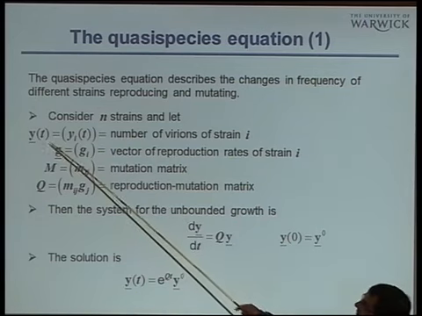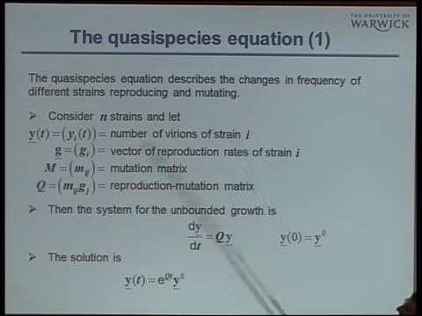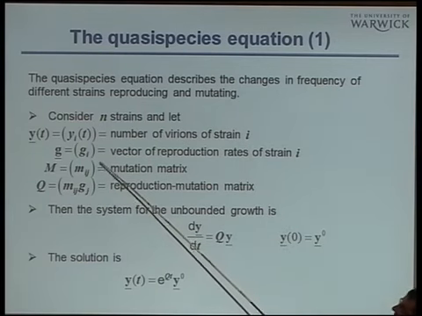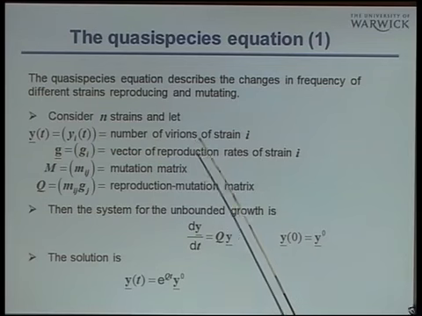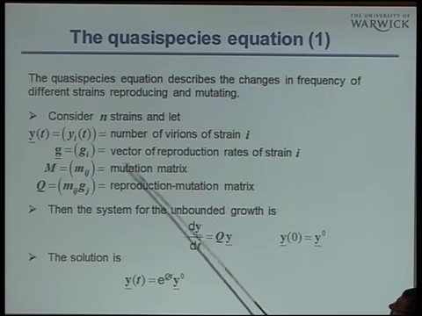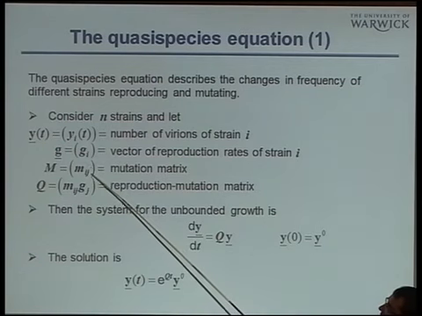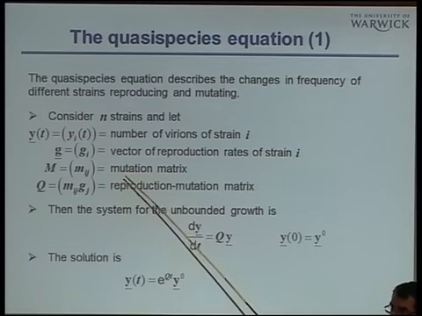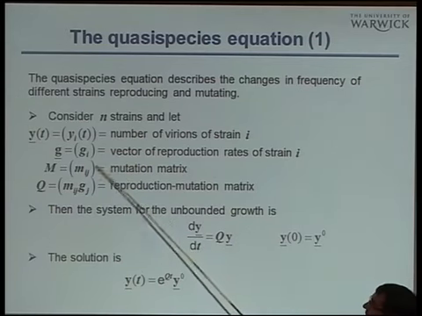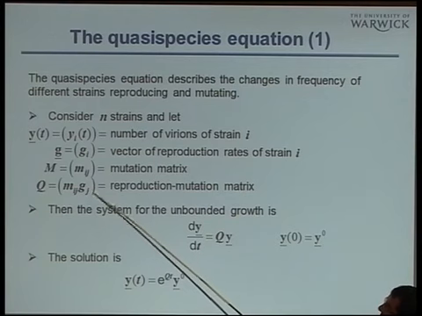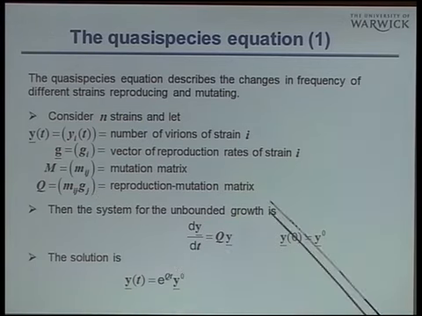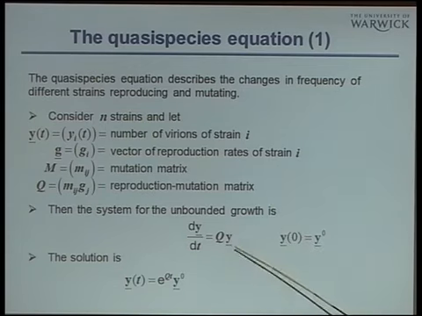So we have a vector that gives you the number of variants of strain i, with an associated vector where Gi is the reproduction rate of strain i. And then I have a matrix, Mij, that tells me the probability that a strain of type j, when reproducing, mutates into a strain of type i. So Mij times Gj gives me the reproduction-mutation matrix, and I write the linear system. And this is unbounded growth. With the initial conditions, the solution is given by the exponential of the matrix. Okay?